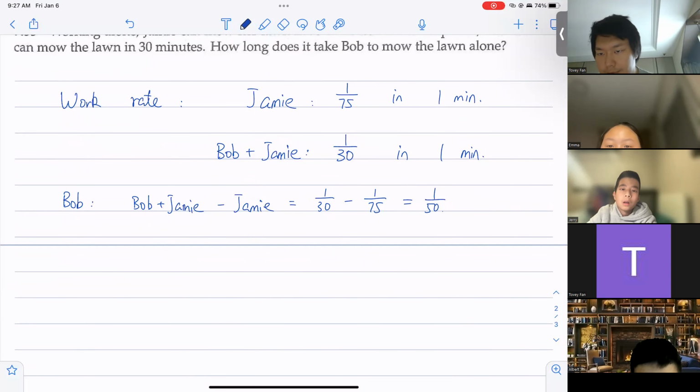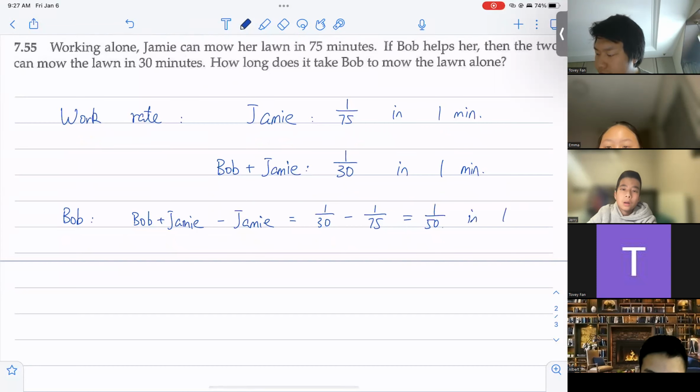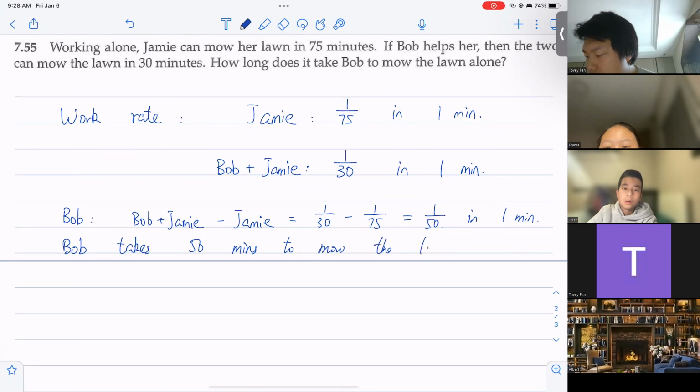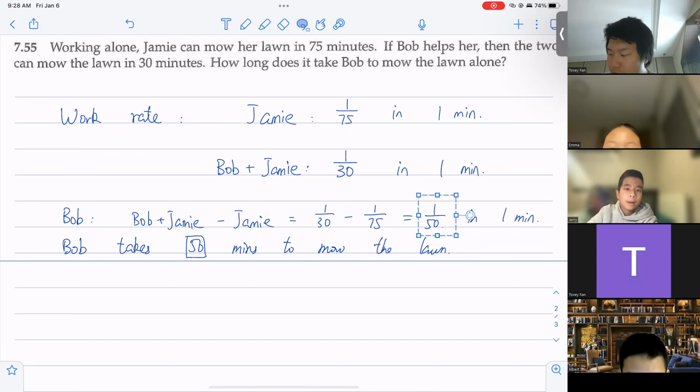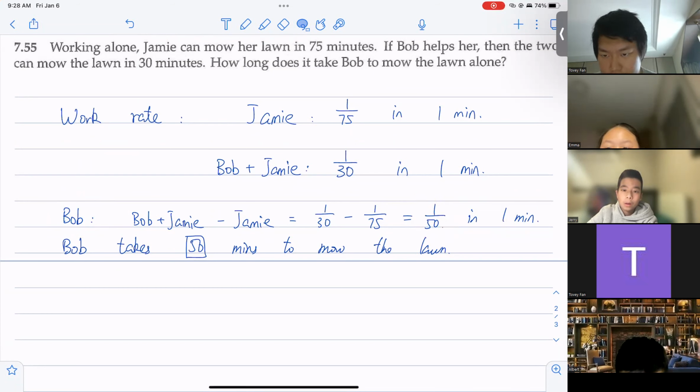So that means how long does it take for Bob to complete a job? 50 minutes. Yeah, so Bob takes 50 minutes to mow the lawn. Okay, Emma, Jerry, that makes sense? Yeah, you do a subtraction, 1 out of 50, that's Bob's work rate. And again, in 1 minute, he can do 1/50th. That means in 50 minutes, he can complete the whole thing. So the answer is 50 minutes.